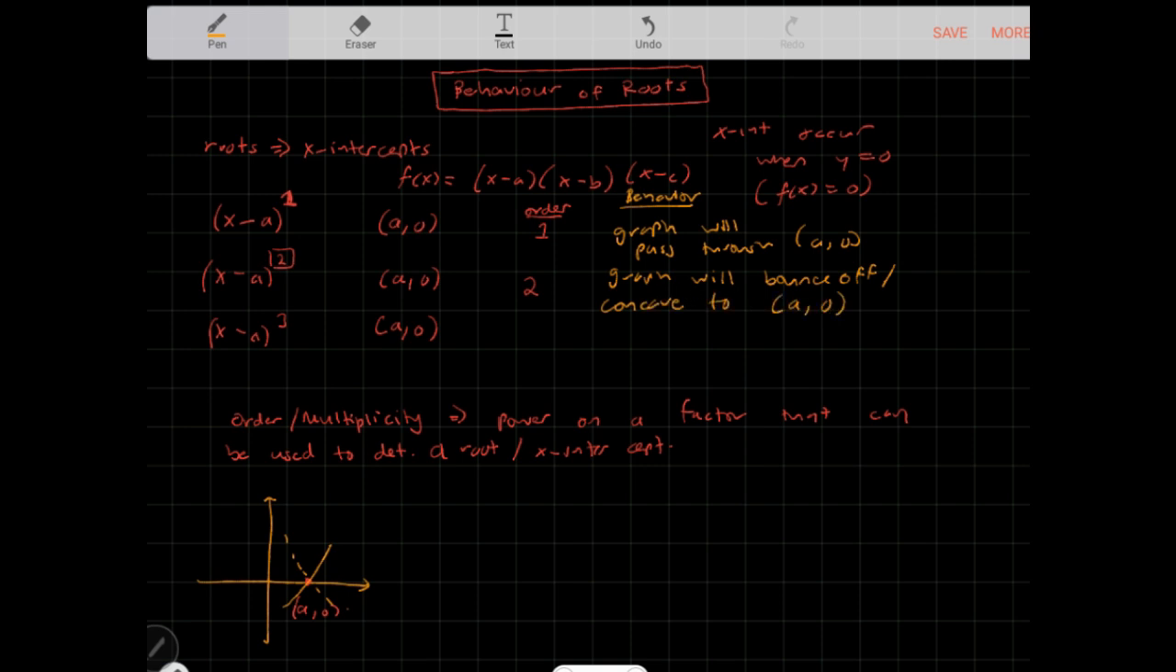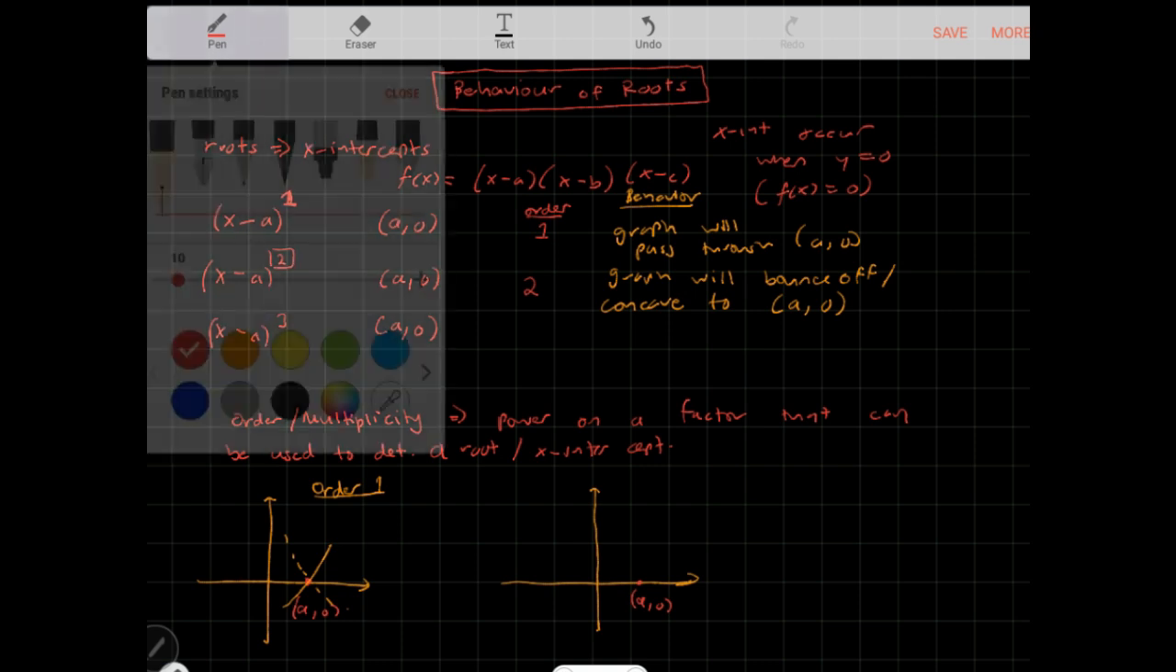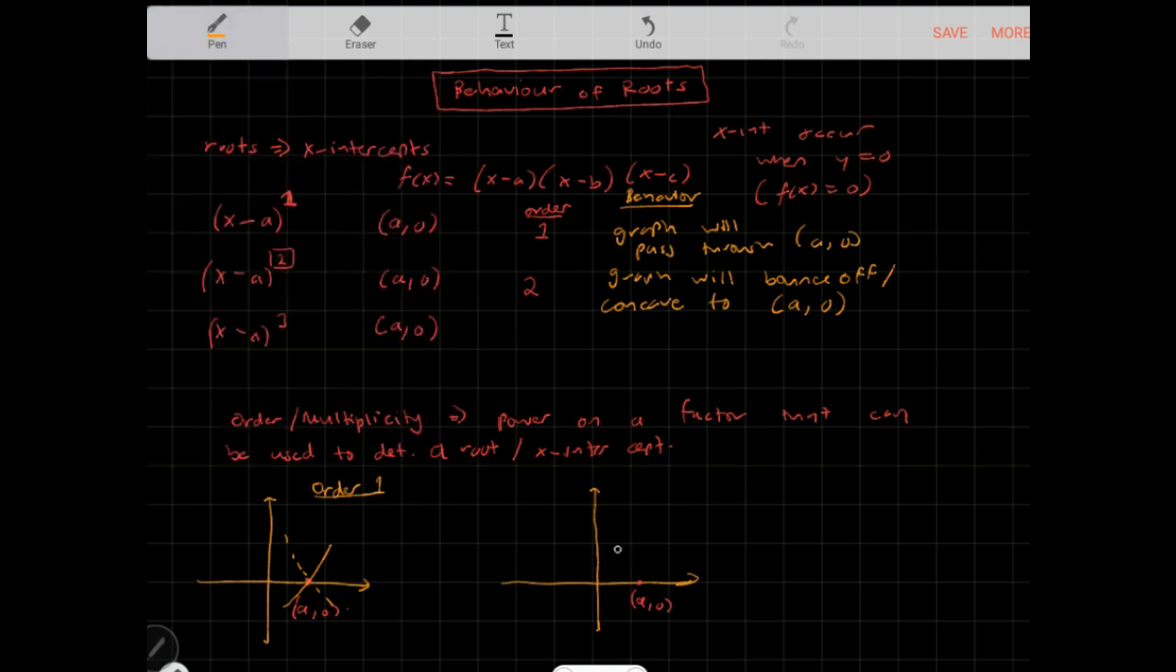Okay, so I'm going to show you that. So this was an example of an order of 1 root, or a multiplicity of 1. Let's take a look at a multiplicity or an order of 2. Okay, let's say that this is our similar x-intercept, a and 0, and if you bounce off an x-intercept, you could have a curve that looks like that, or you can have a curve that looks like that. Okay, so this is what an order or multiplicity of 2 looks like.